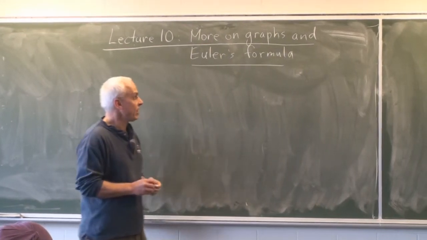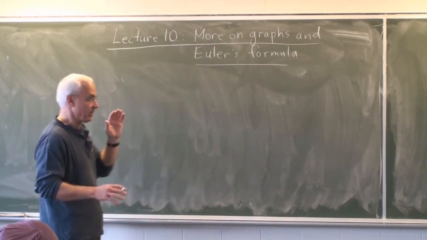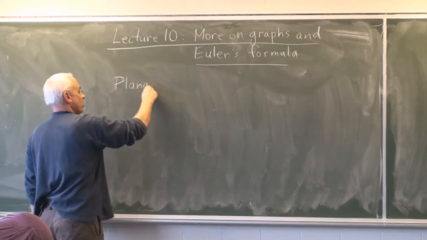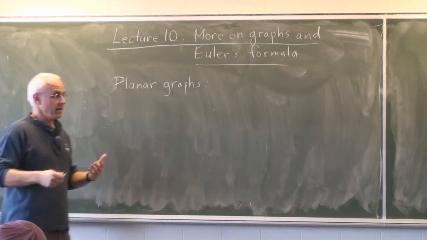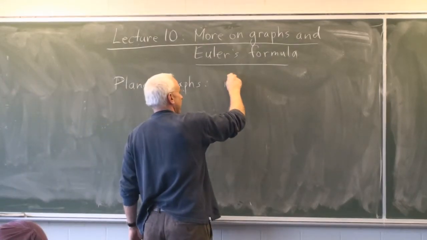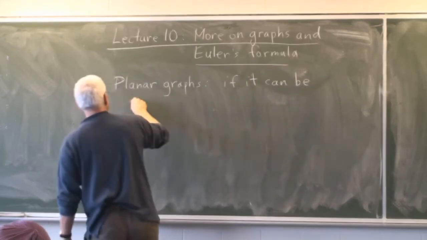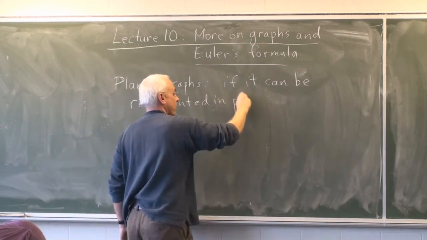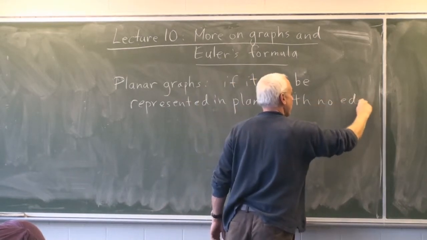Last time we talked about Euler's formula, both in the context of polyhedra and a little bit on graphs. Today we're going to carry on with more applications of this formula, mostly to graphs, planar situations. So let's talk a little bit about planar graphs, which we talked about in the Euler's formula situation. A graph is planar if it can be represented in the plane with no edges crossing.